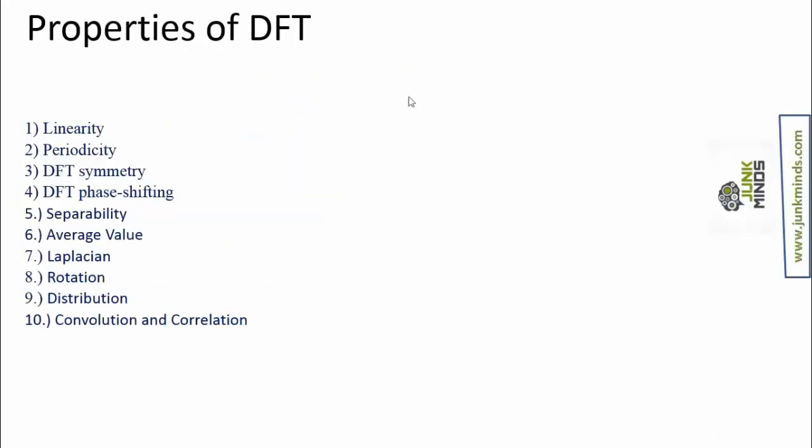So now let's see the properties of DFT. So now these are the 10 properties of DFT, just to name a few. There are many more properties of DFT, but these are the most commonly known and widely recognized properties, which are linearity, periodicity, discrete Fourier transform symmetry, discrete Fourier transform phase shifting, separability, average value, Laplacian, rotation, distribution, and convolution and correlation.